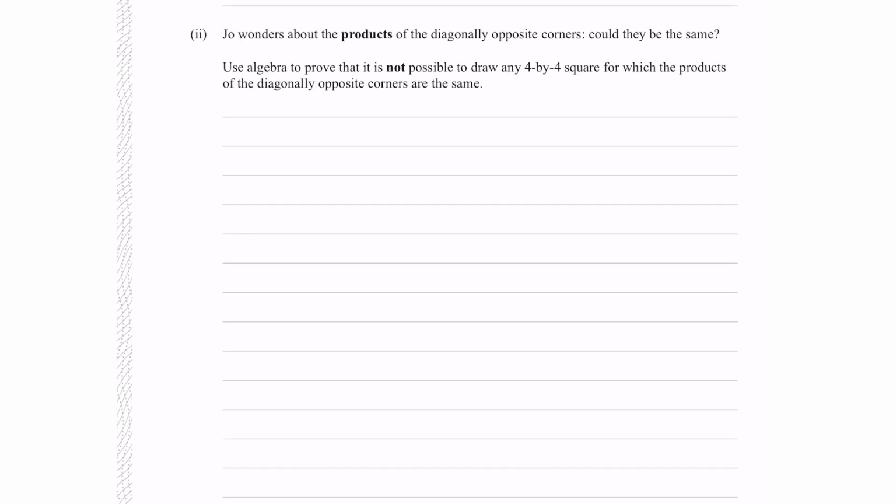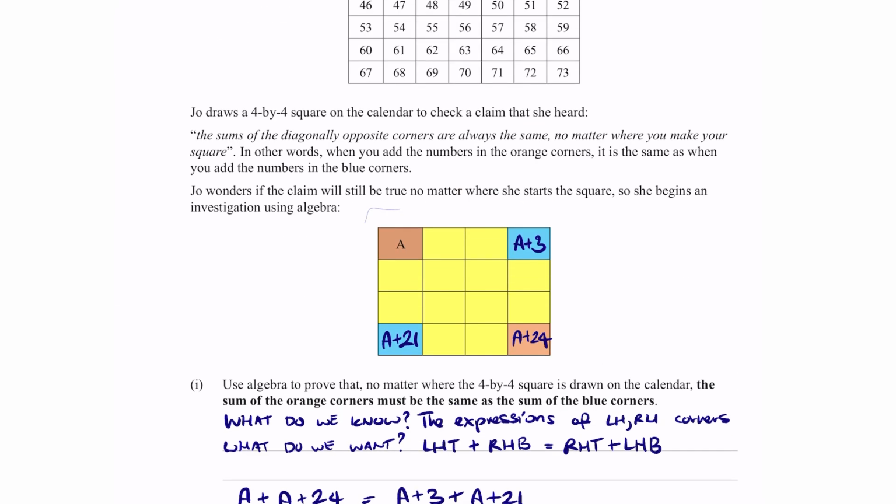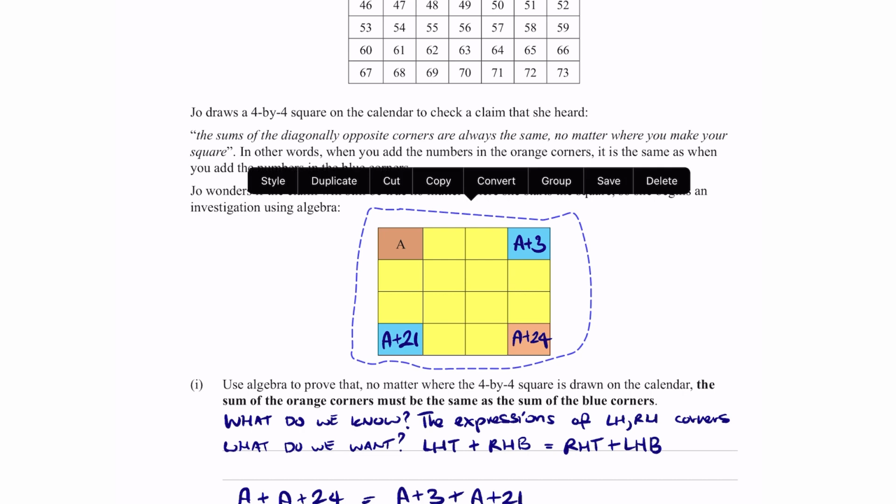Now part 2. Joe wonders about the products of the diagonally opposite corners. Could they be the same? Use algebra to prove that it is actually not possible to draw any 4x4 square for which the products of the diagonally opposite corners are the same. Okay, this actually doesn't require too much work. I'm just going to recopy the square that we've already drawn and paste it here.